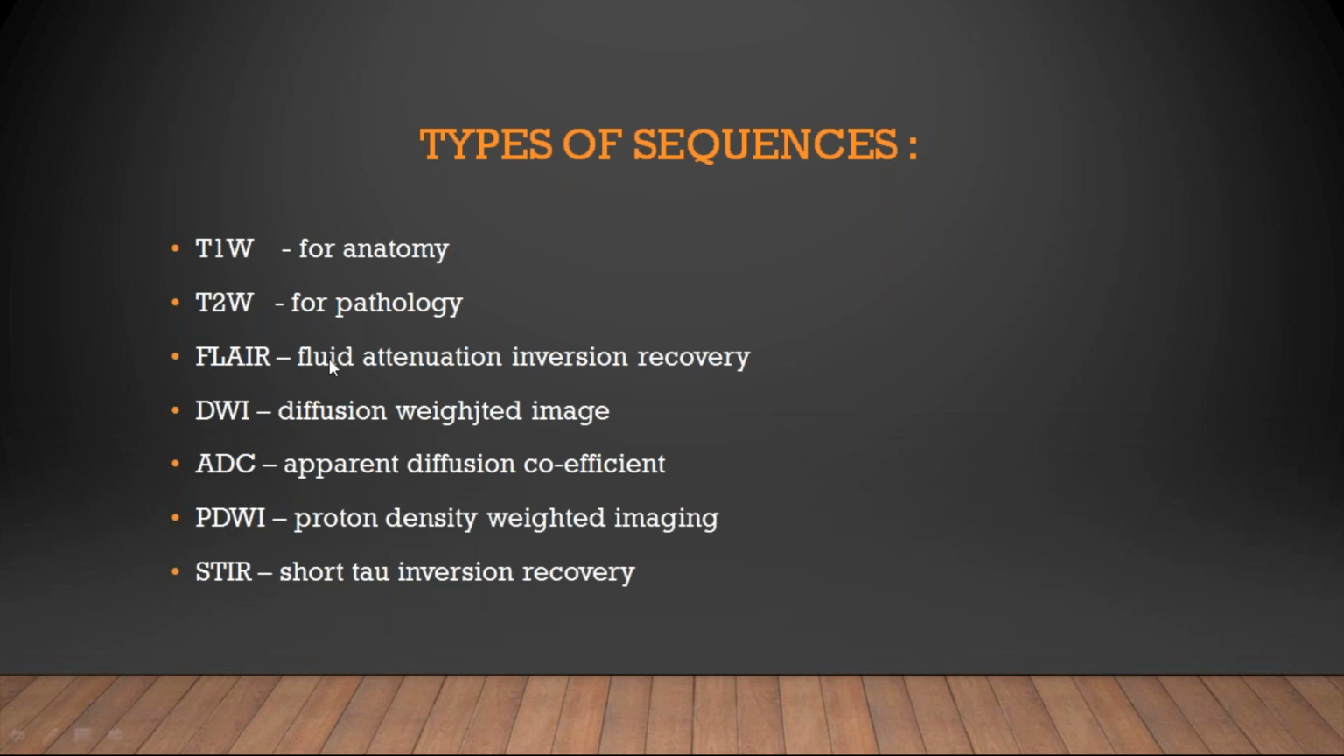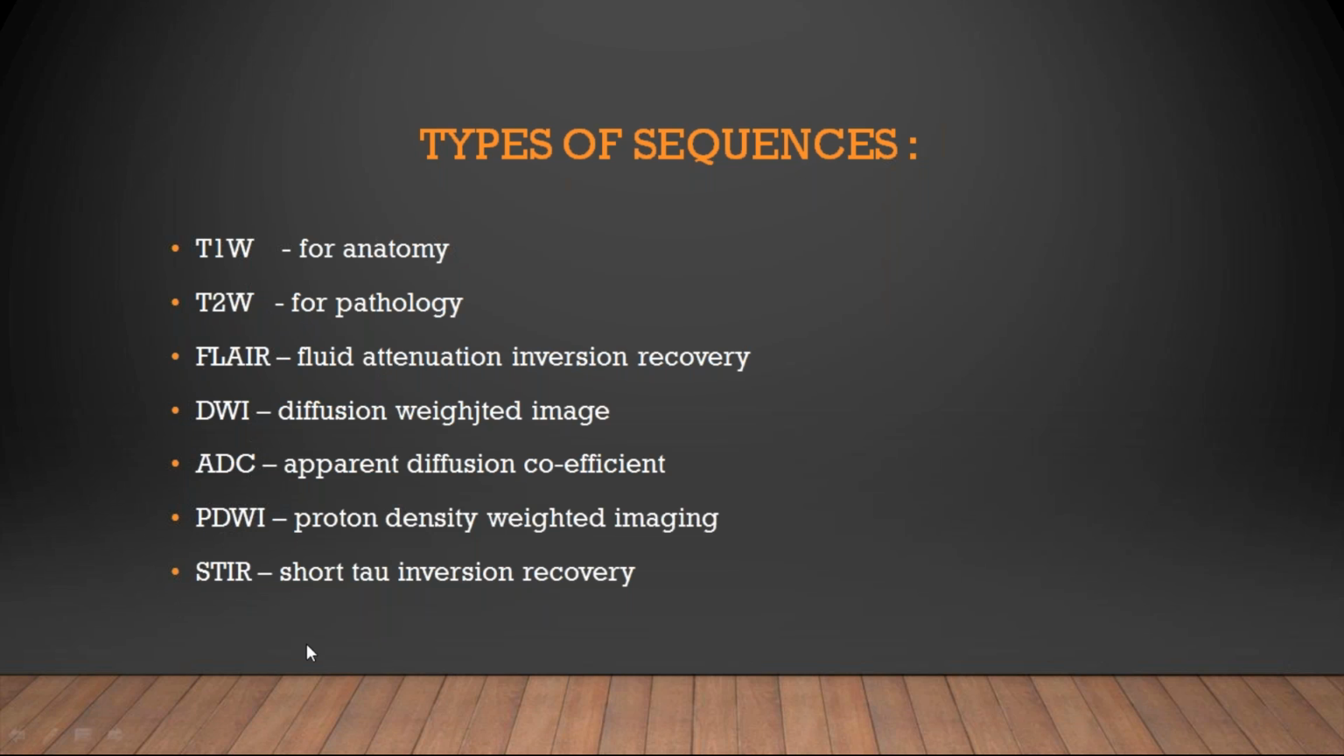Coming to the FLAIR image, it is an inversion sequence of the T2, called fluid attenuation inversion recovery. Diffusion weighted and ADC sequences are the complete opposite of one another, and by them we can easily detect infarct, epidermoid cysts, and abscess. We can easily differentiate these by using diffusion weighted and ADC. And coming to proton density weighted imaging, this is very useful in the brain.